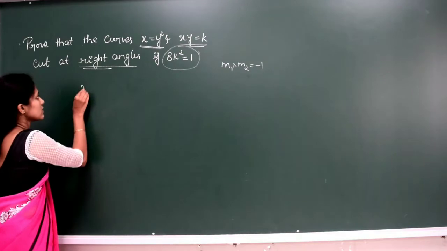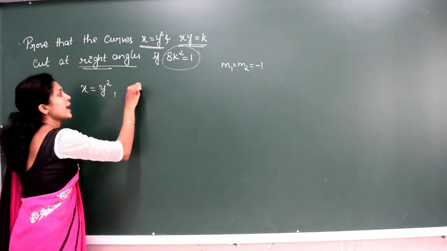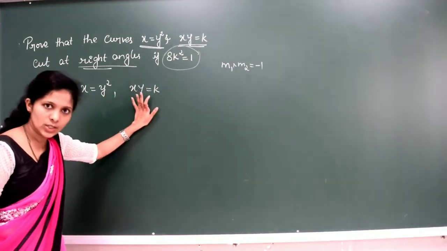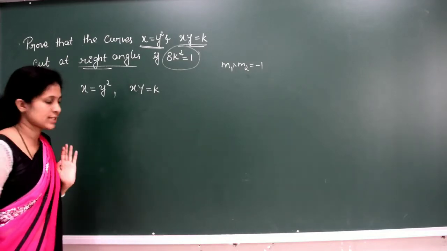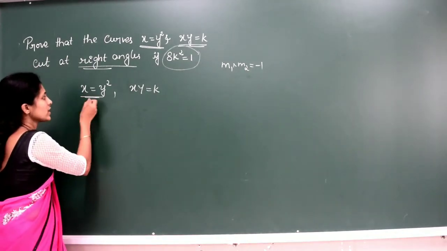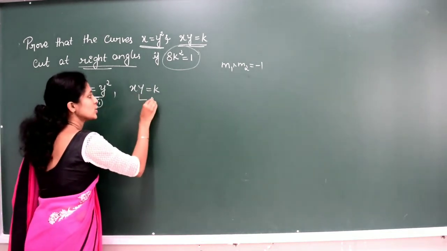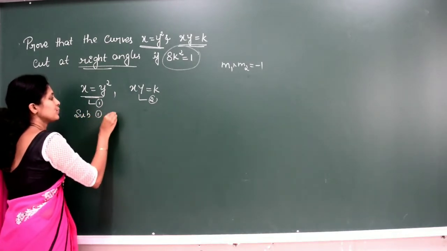See here, two curves are given, x is equal to y square and xy is equal to k. By using these two curves, we will find the point of intersection. That will give you the point of intersection. Here x is equal to y square is there. I will consider this as 1 and this as 2. Substitute 1 into 2. Is it clear?